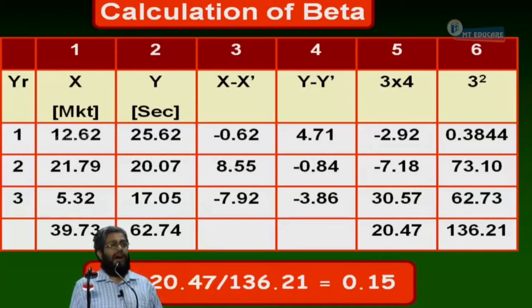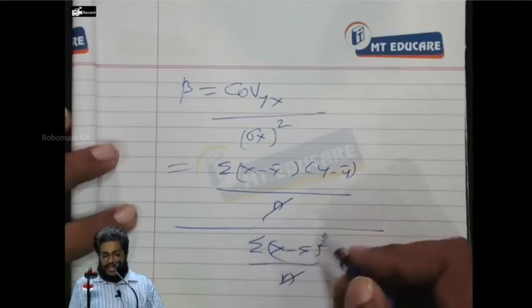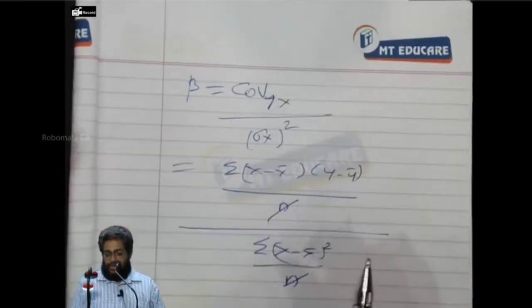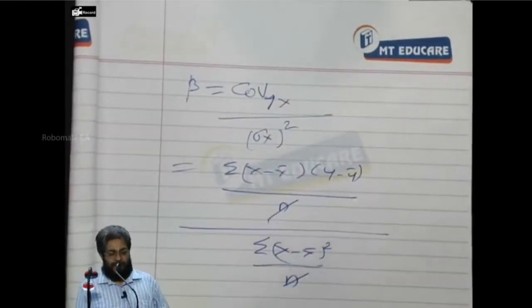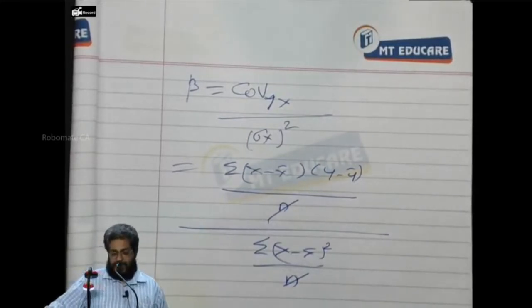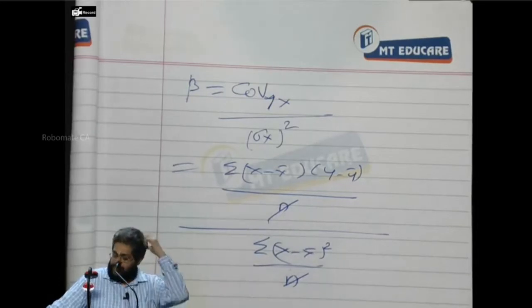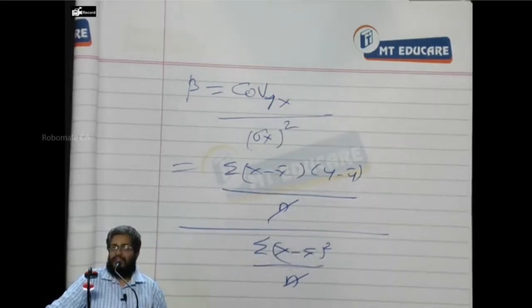Now we use a formula known to us. Tell me, what is the formula used here? Covariance of security and market divided by sigma market the whole square. Now if you want to write, note: beta is equal to covariance of y and x divided by sigma x the whole square.